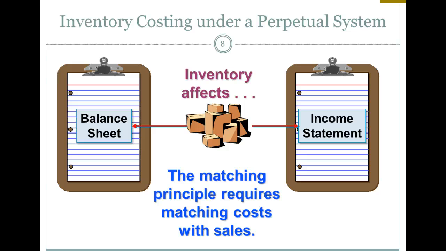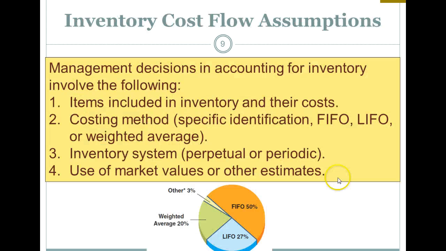So inventory costing under a perpetual system, and remember, a perpetual system is something that the computer does on an ongoing basis as you bring merchandise inventory in or when you sell it. And we're going to do something that requires matching. We have to match the cost with the sales. So you're going to have two different components: a balance sheet component and an income statement component.